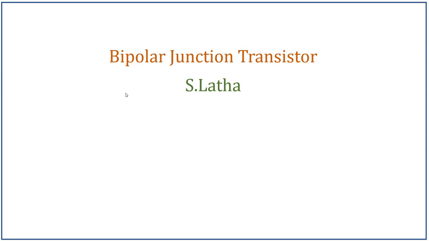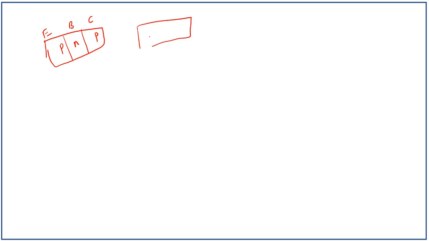We shall see some of the concepts in BJT, bipolar junction transistor. BJT is a 3-terminal device. We have emitter, base and collector. So we have PNP transistor or NPN transistor, which has emitter, base and collector. So this is emitter terminal, base terminal and collector terminal.